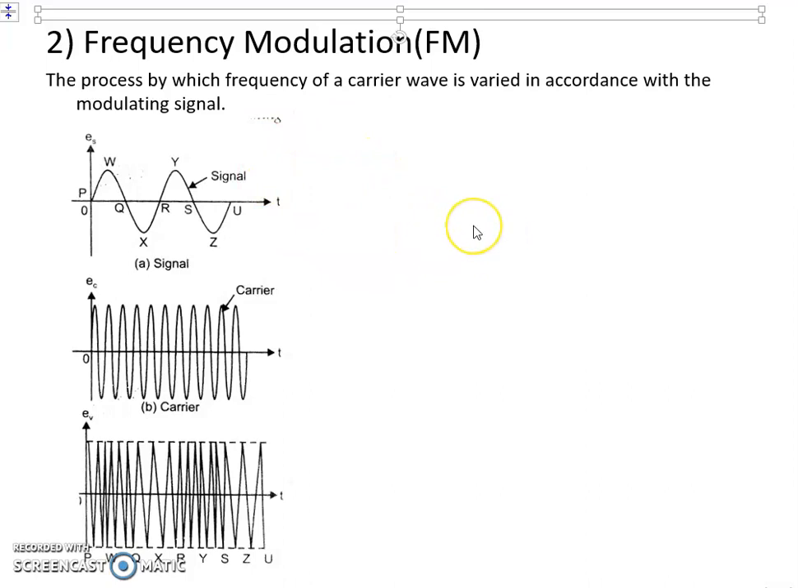The advantages are better audio quality, high transmission efficiency, and noiseless reception, unlike the amplitude modulation technique. But it also has several limitations. Those are smaller area of reception, a wider channel is required, and the equipment used is more complex and costly as compared to the amplitude modulation technique.